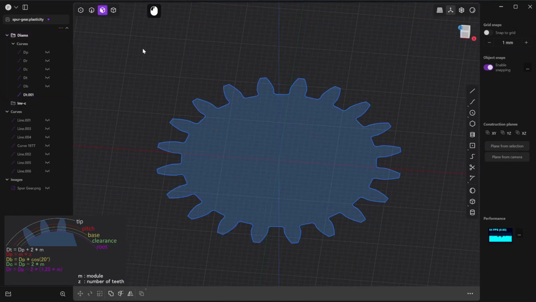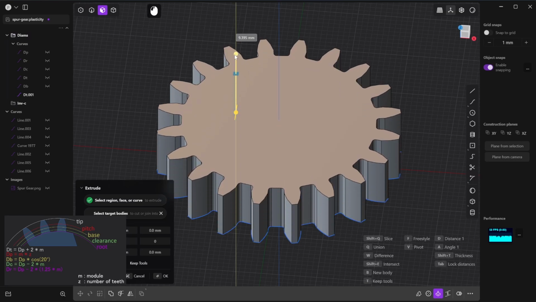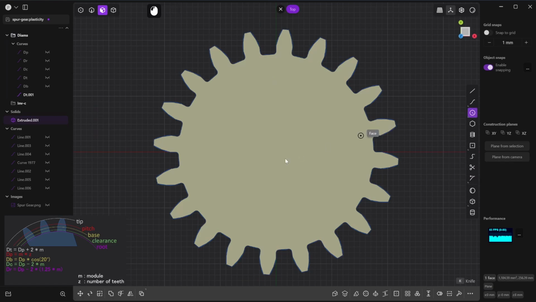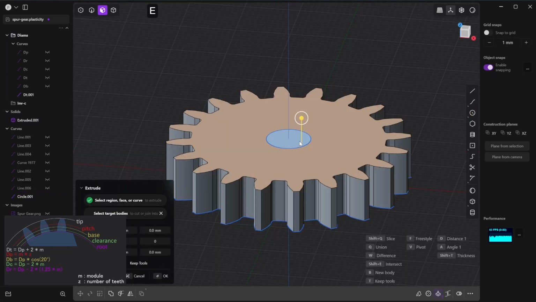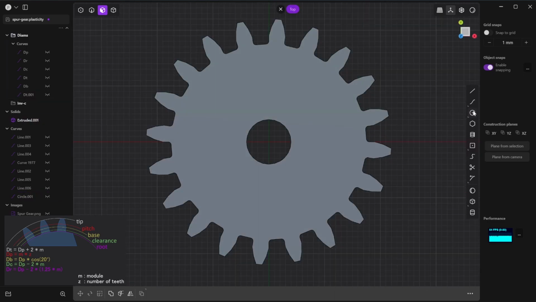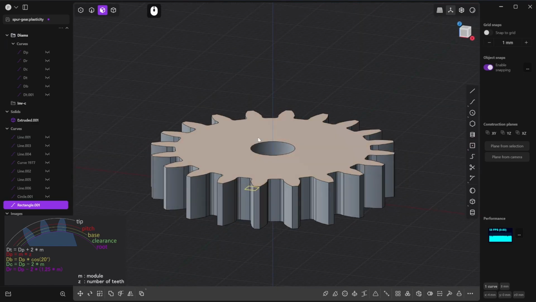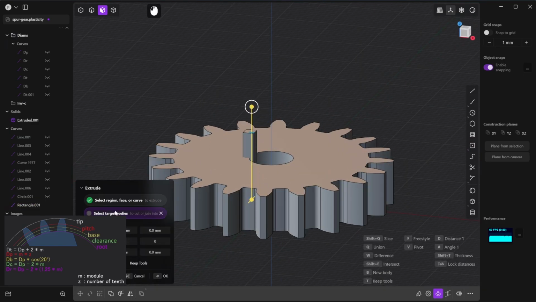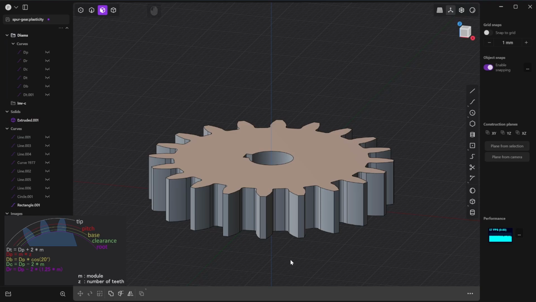Can extrude it. Let's extrude it by 8 millimeters. You can have now, let's say, the round diameter of 8 millimeters. Let's say we want to have some additional hardware to make sure that this gear sits well on the shaft. So let's create a 2 by 2 millimeters square and just use it as a cutter. We have a gear.